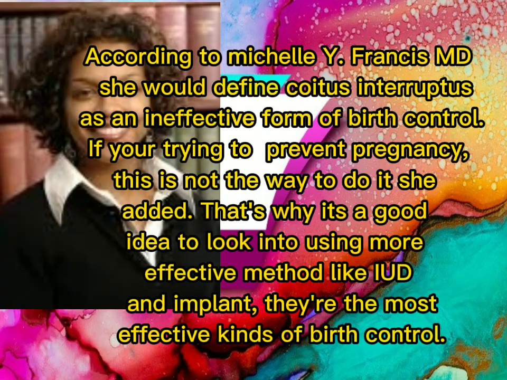According to Michelle Y. Francis, MD, she would define the coitus interruptus method as an ineffective form of birth control. If you're trying to prevent pregnancy, this is not the way to do it, she said. That's why it is a good idea to look into using more effective methods like IUD and implant because they are the most effective kinds of birth control.